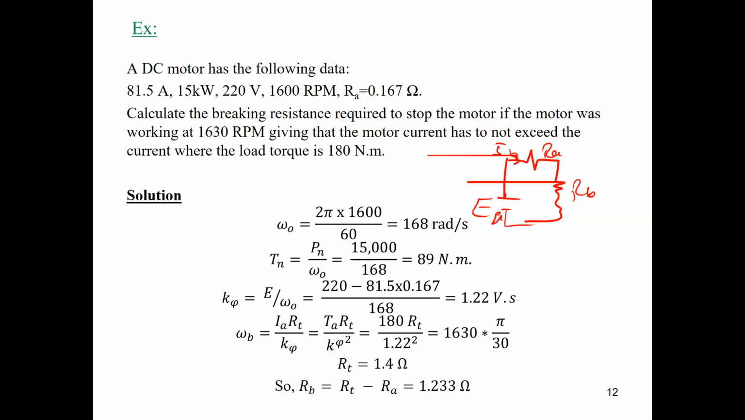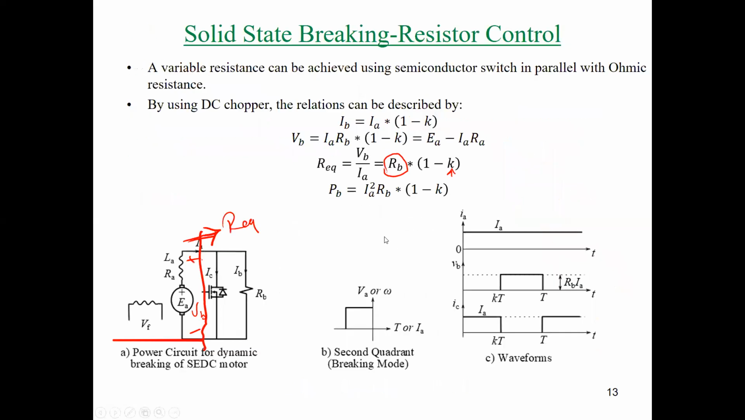So simply we can say here power break equals I break square R break, which is equal to 2 multiplied by 81.5 square multiplied by 1.233. Okay, so this will give you the value of the power in watts. Based on this value, we have to specify our resistance. In order to buy any resistance, you need to specify the power value and the resistance value. So simply, this is the way to calculate the breaking resistor.